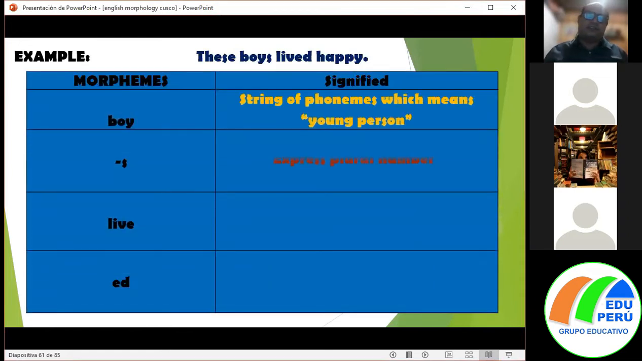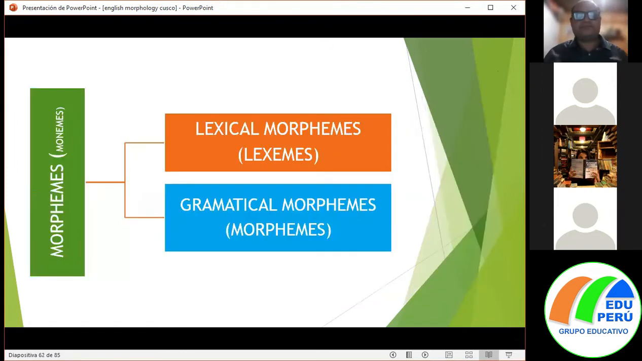So we saw the different parts of meaning, how we can divide the meaning of a word. A word can be composed of one morpheme, two morphemes, and so on. Boys, for example, has two morphemes. Boy, a young person, that expresses plural number. Lived: live means life, and the ed is the past tense. So here we have these morphemes.